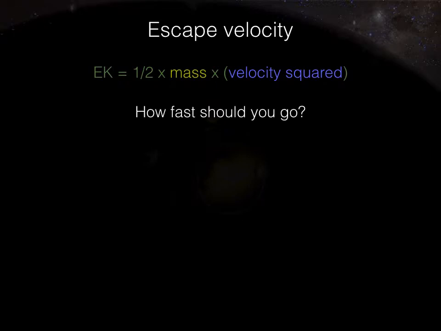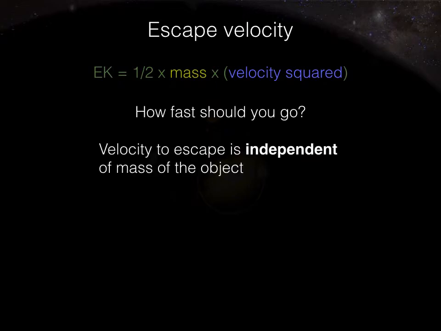Now, once we have said that, you can ask yourself what is the actual velocity required in order to escape. It turns out that this velocity is independent of the mass of the object, so for every object, the velocity to escape from Earth is 11,123 meters per second, which is quite a big number, you may say.